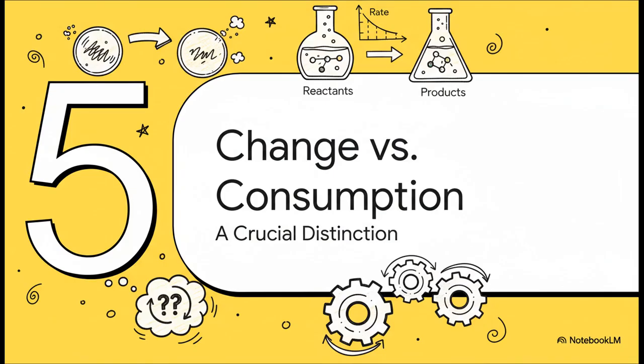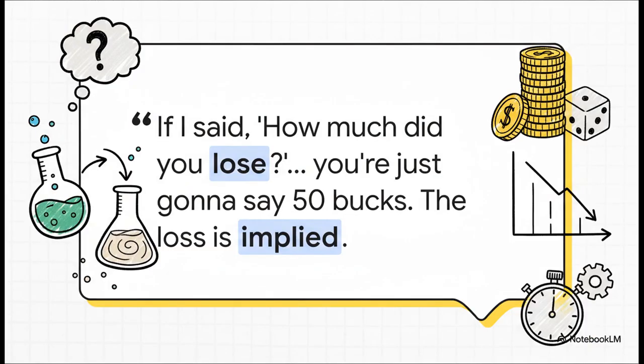We're almost there, but there's just one final, common trap we need to talk about. It all comes down to the precise language we use when talking about reactants and the difference between the word change and the word consumption. The source material for this had a fantastic analogy. If you went to a casino and someone asked, "How much did you lose?" you wouldn't say, "I lost negative $50," right? That would be confusing. You'd just say $50 because the word lose already implies the negative direction.